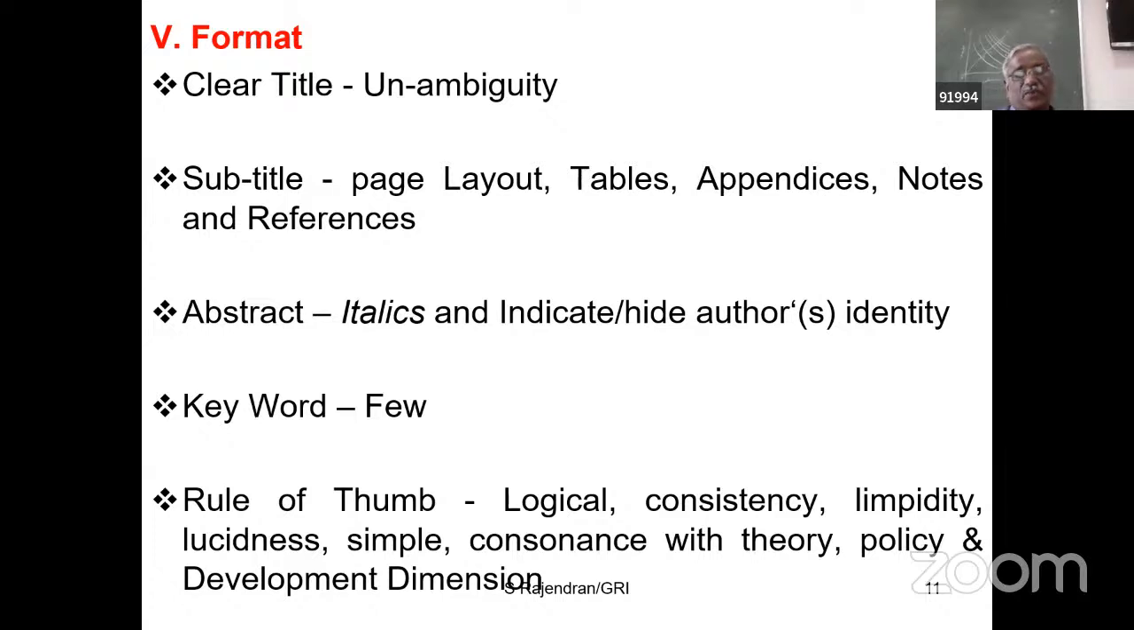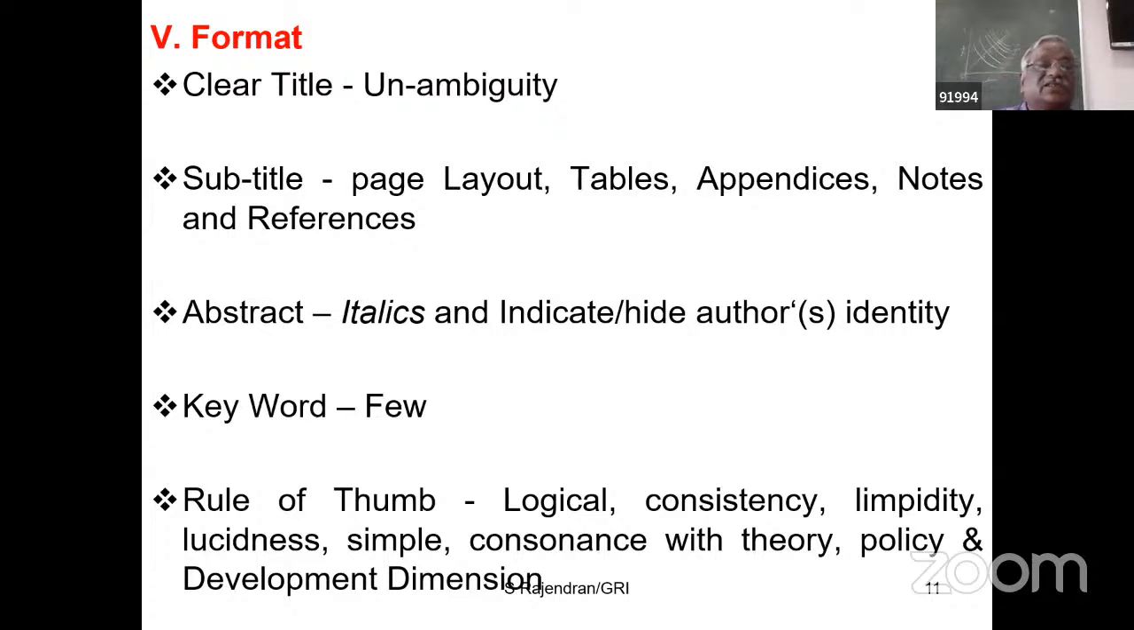Also, the report should have a direct relationship with the theoretical underpinnings, and the policy-oriented discussion should be there in the development dimension. So please remember the rule of thumb: logical consistency, limpidity, lucidness, simplicity, and it should be directly related to the theory and also to the policy and development dimension.